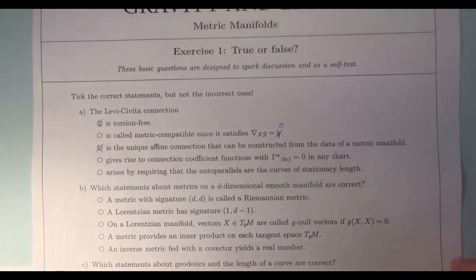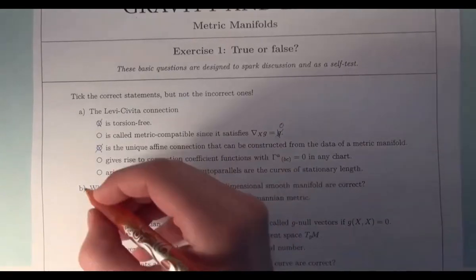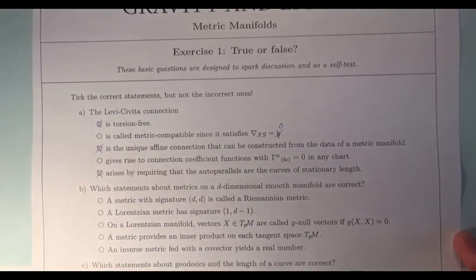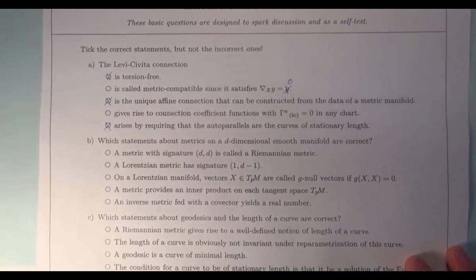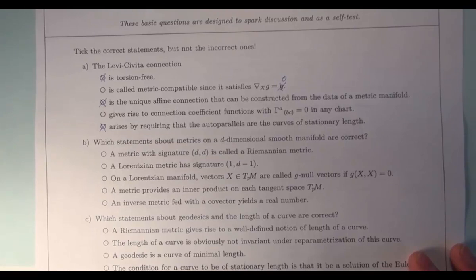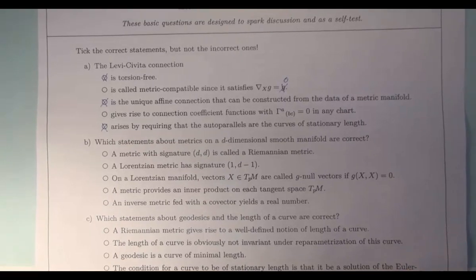The Levi-Civita connection arises by requiring that the autoparallels are the curves of stationary length. That's quite true, and we already saw that in the lectures. So in this question, only answers 1, 3, and 5 are correct.